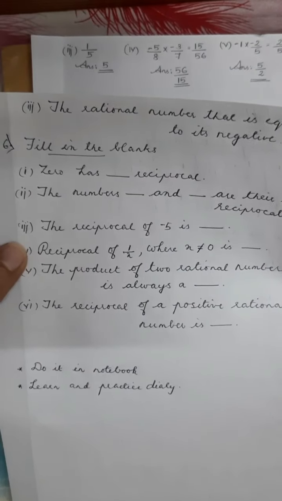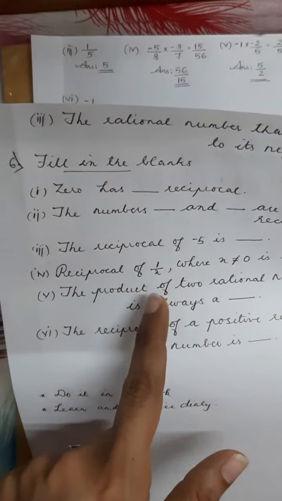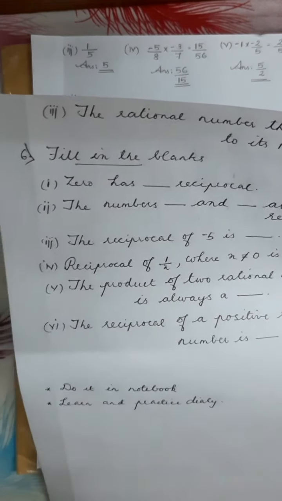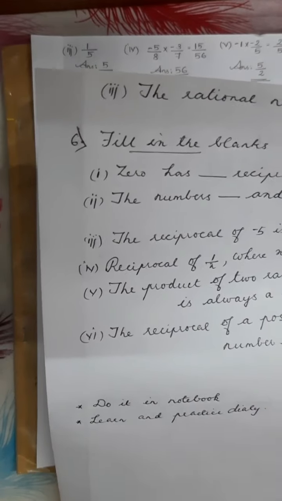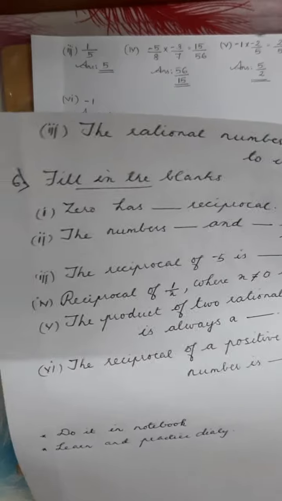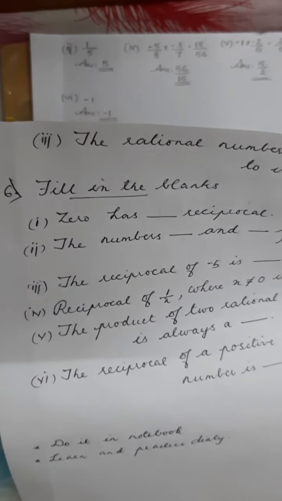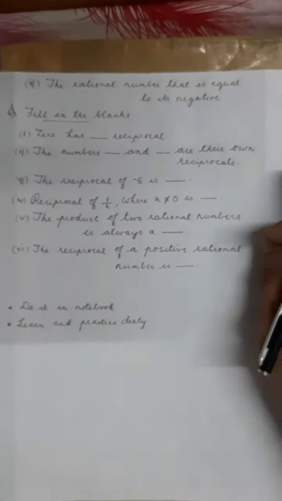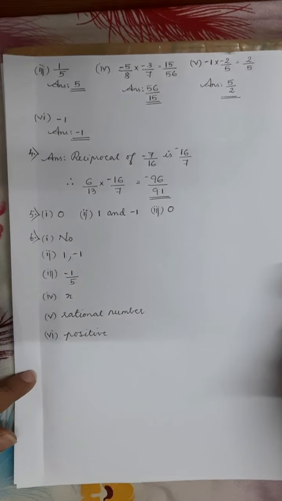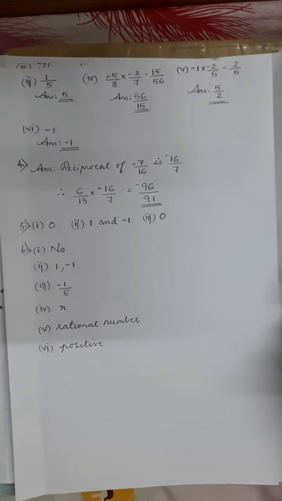See, the reciprocal of 1 by x, where x is not equal to 0, is what? So what will be the reciprocal of 1 by x? That will be x. Next one, the product of two rational numbers is always a dash. It is always a rational number, right? The next one, the reciprocal of a positive rational number is a positive one. Okay. See, these are the answers for those questions. Now check with your answers whether you have got them or not.